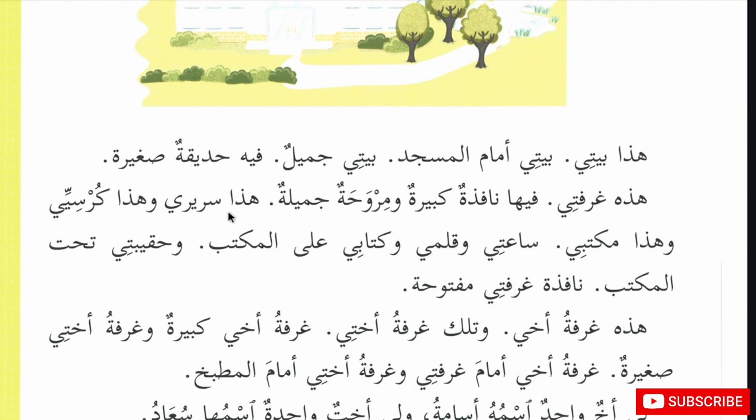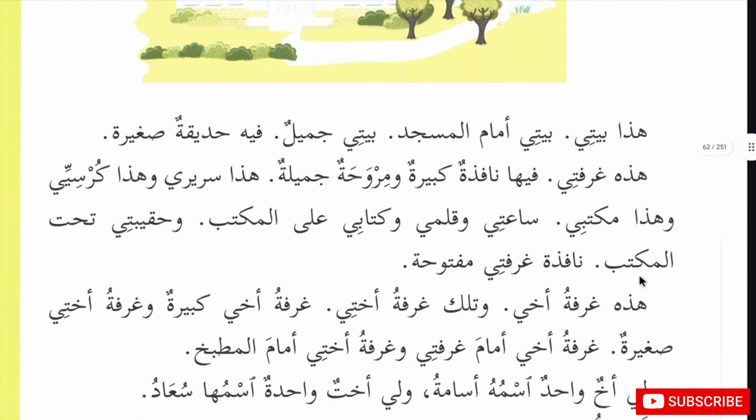هذا سريري, this is my bed. وهذا كرسيي, and this is my chair. وهذا مكتبي, this is my desk or office. ساعتي, my watch. وقلمي, my pen. وكتابي, my book. على المكتب, on the desk. وحقيبتي, and my bag. تحت المكتب, under the desk.